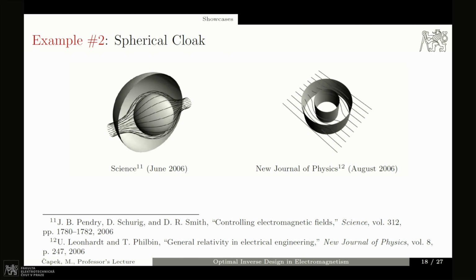Actually, it's an idea which goes back to these 2 famous papers. What is it about? You have some object you would like to hide. There is some incident field, and the idea is that you construct something around that object which basically bends the electromagnetic fields so that they are again constructed after that object. So effectively, you hide that object.